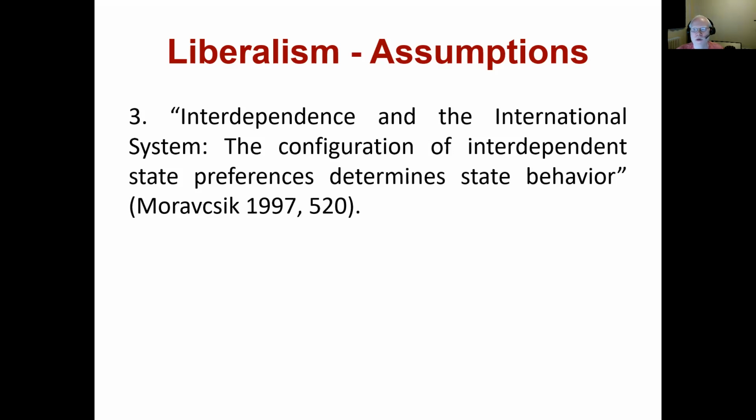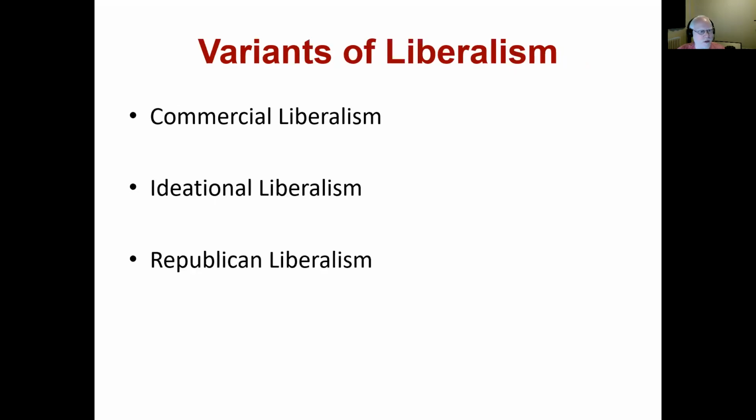So your state behavior, the policies you're going to have to choose to try to maximize your achievement of your national interest, is going to depend on what other states want. So it brings other states a little bit more into the equation as well. So what are the variants of liberalism? There are three main families: commercial liberalism, ideational liberalism, and Republican liberalism, not related to the Republican Party itself.